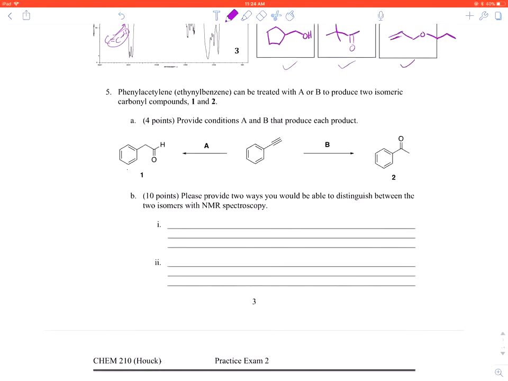Question 5. This compound, ethynylbenzene, can be treated with conditions A or B to produce 2 different isomeric carbonyl compounds. This is a ketone, and this is an aldehyde. All right, so provide the conditions A and B that produce each product. So we have our reaction sheet. You can get it out.